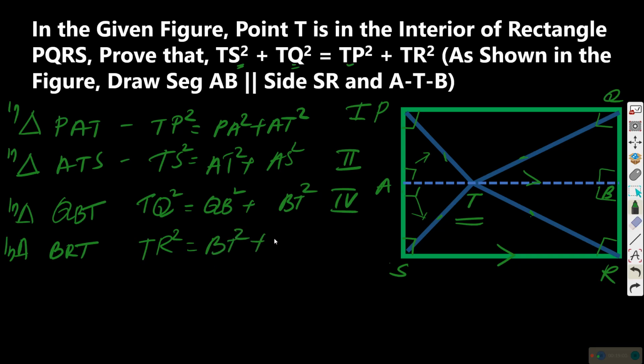So in fact we have got TP square, TS square, TQ square and TR square with respect to those triangles. The question is TS square plus TQ square is equal to TP square plus TR square. We should prove that. And there is a parallel line drawn AB which will come in use surely, otherwise they won't instruct for that.